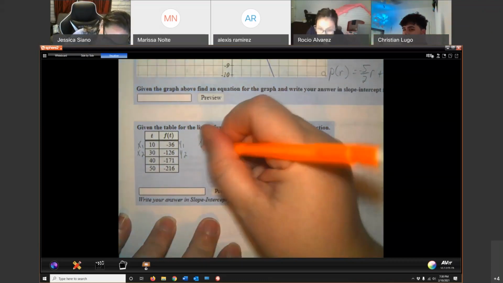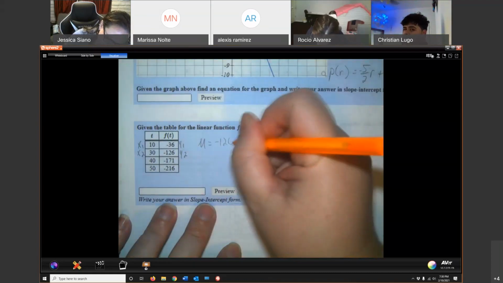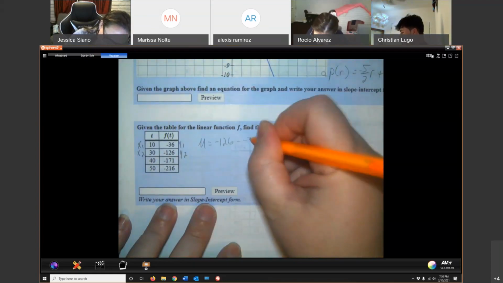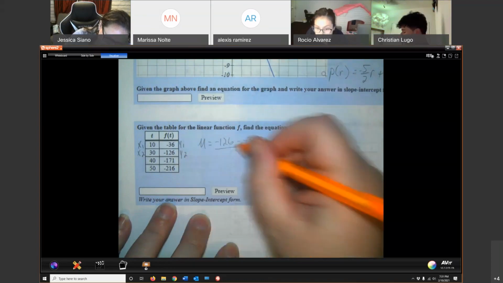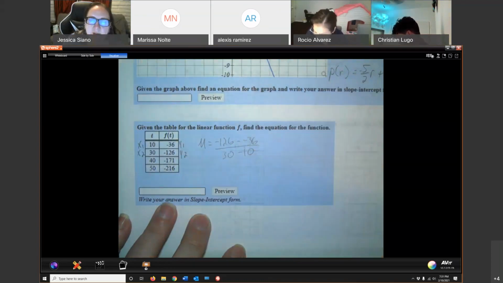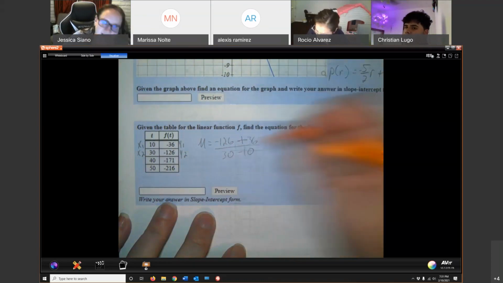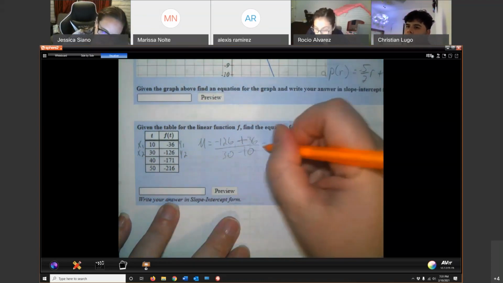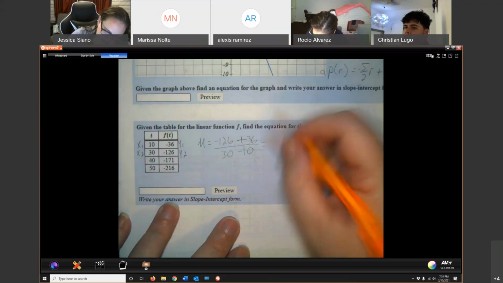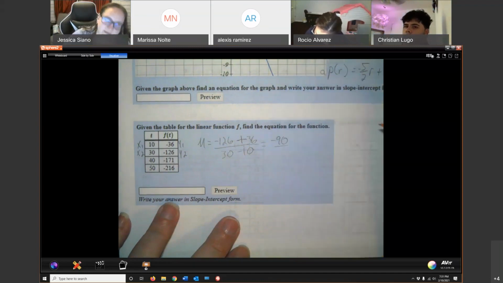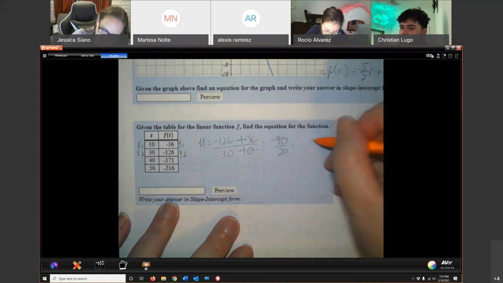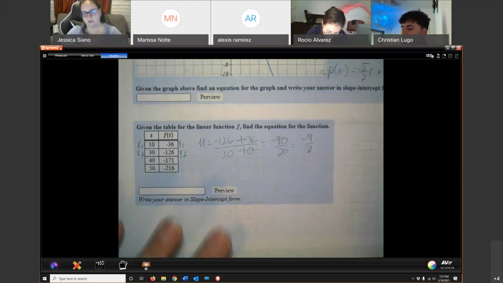And so then my slope is negative 126 minus negative 36 over 30 minus 10. And so negative 126 minus negative 36 becomes negative 126 plus 36, which is negative 90. And 30 minus 10 is 20. And negative 90 over 20 will reduce to negative 9/2.